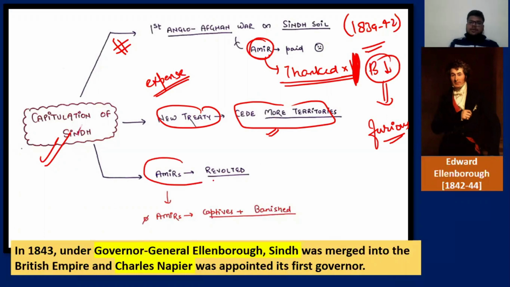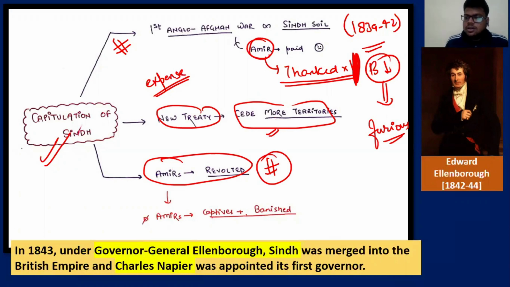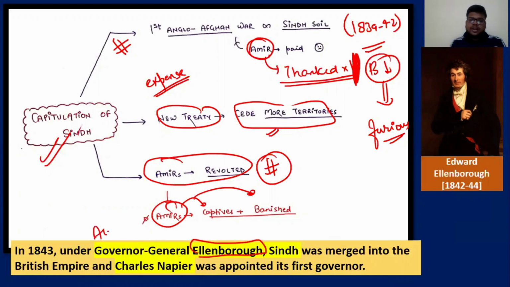And the Amirs have finally said, no, we will revolt. Finally, they revolted, but that was too late. Till then, it was too late. All the British troops were there, and they captured all the Amirs as captives and banished them to other places. And finally, under the governor-generalship of Ellenborough, who came after Auckland, the Sindh was merged into the British Empire and Charles Napier was appointed as the first governor.